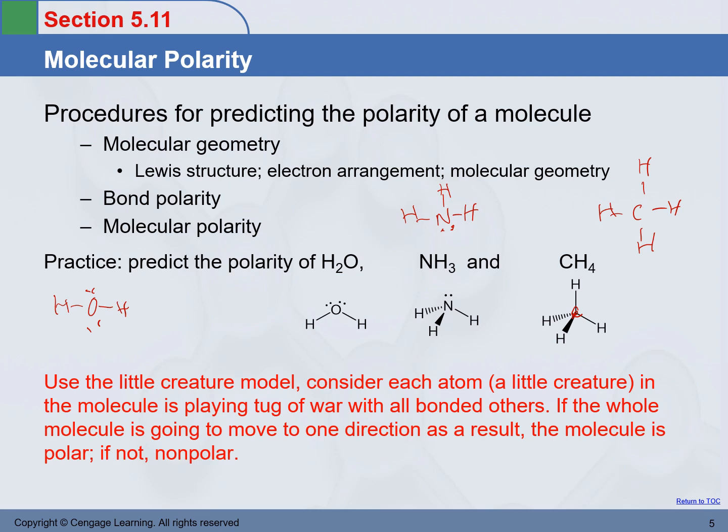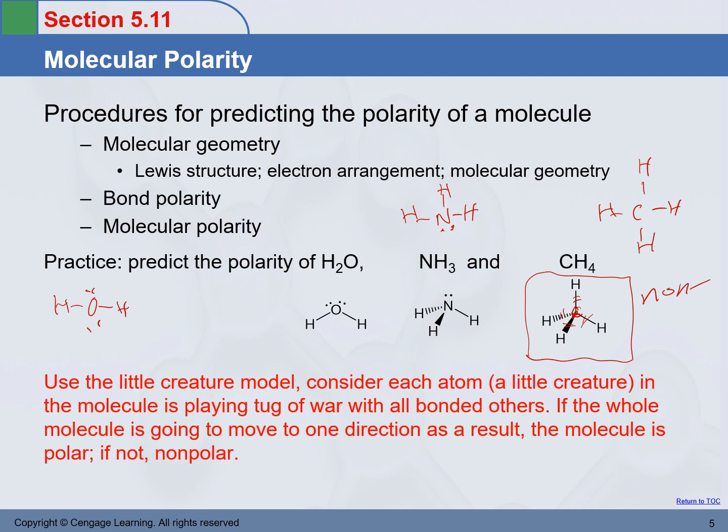Now let's move back to the last one, methane. If the whole molecule is taking this shape, regardless if these bonds are polar or not, you know this is a tetrahedron geometry with 4 hydrogen atoms at the vertices of the tetrahedral shape. Overall, electrons are distributed symmetrically. If they are playing the tug of war, the molecule is not going to move to any direction. So nonpolar.